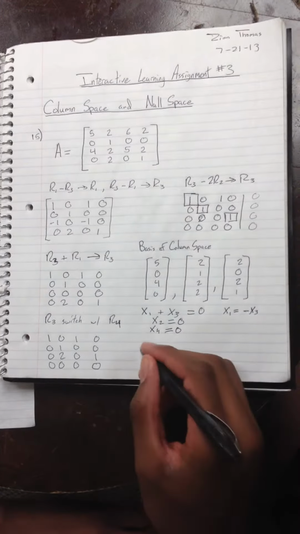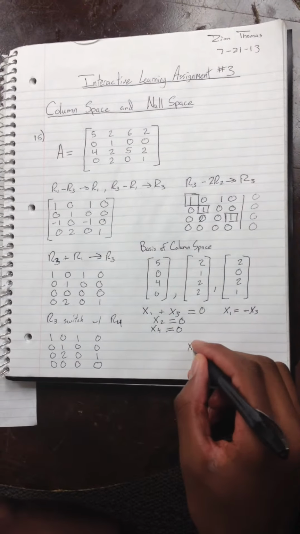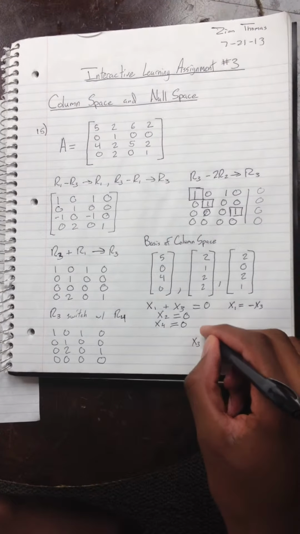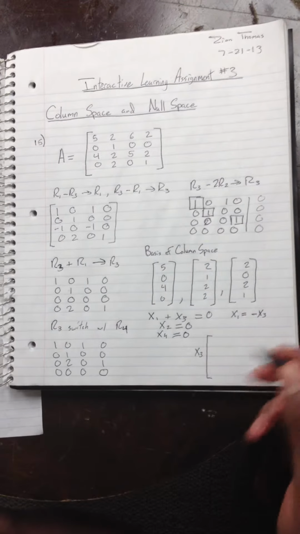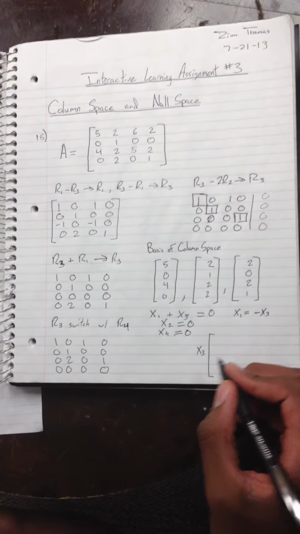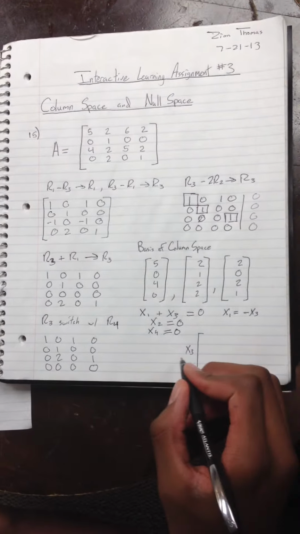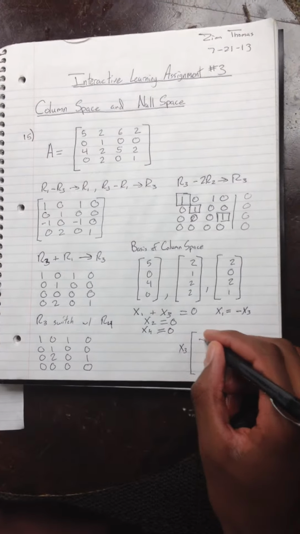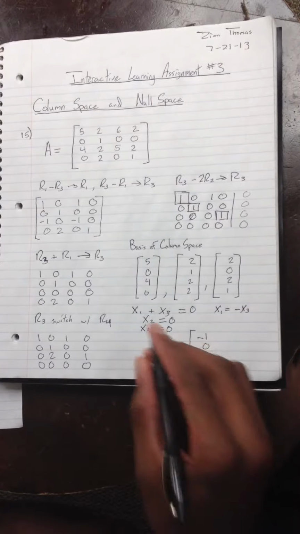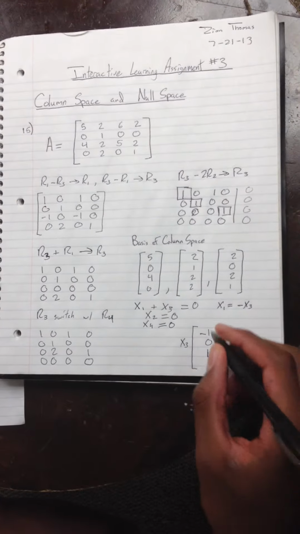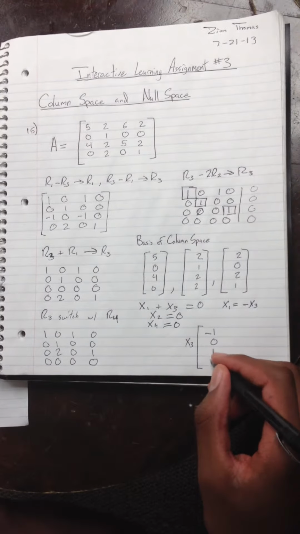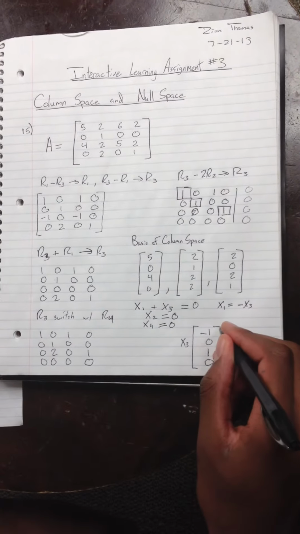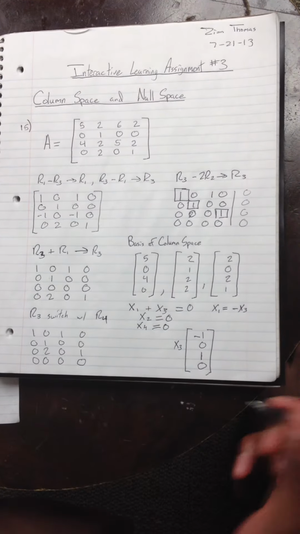So my final equation would be x3, and in this case the free variable can be any real number, so I'm just going to use this vector, which can be multiplied by any number. I have negative 1, 0, so x2 is 0, 1, x3 times 1 is x3, and 0, because x4 is 0. And that's the basis of your null space.